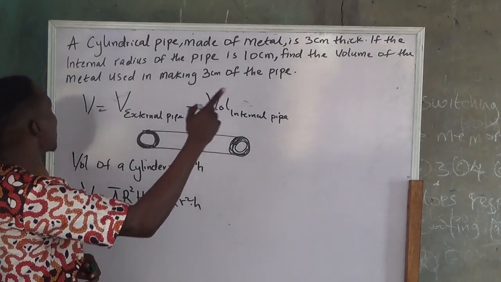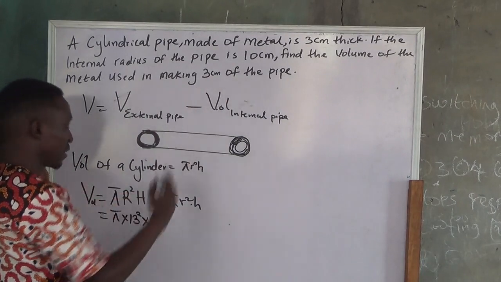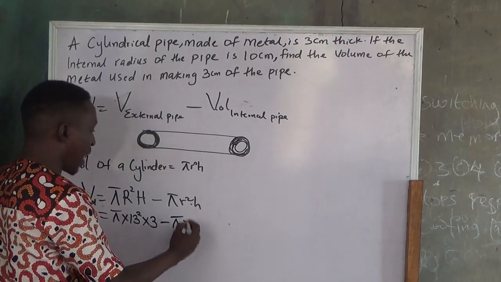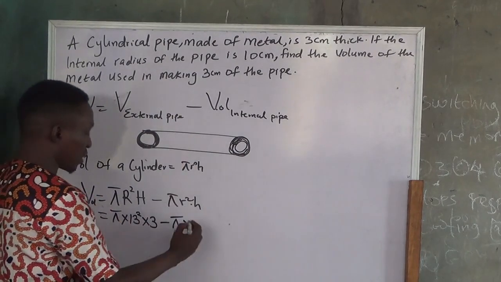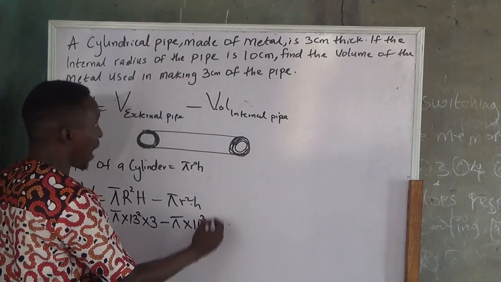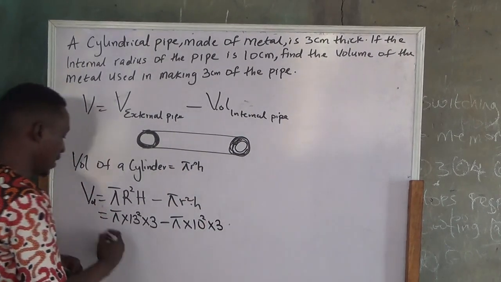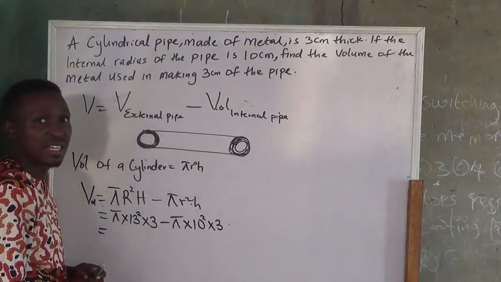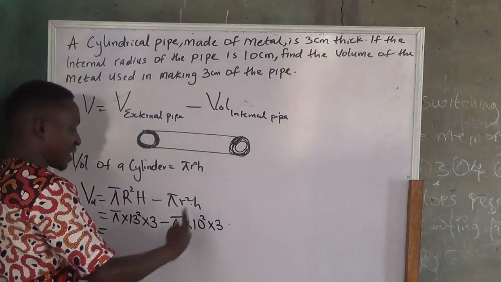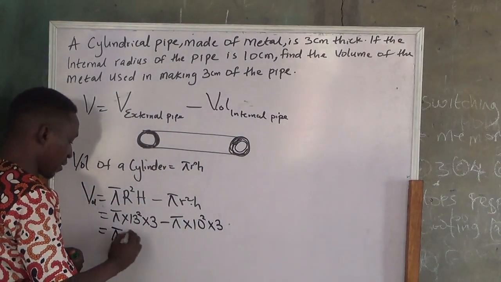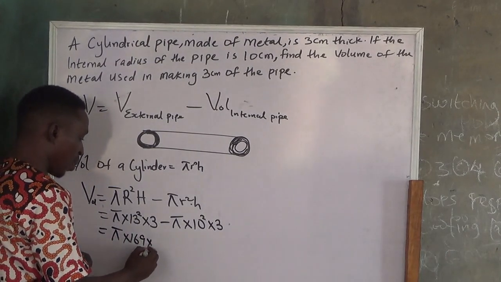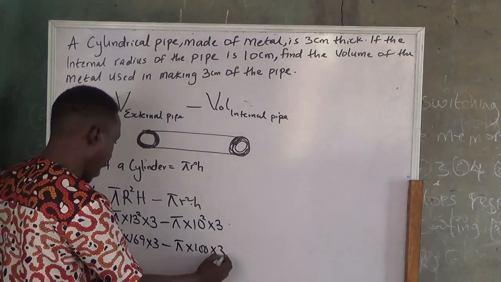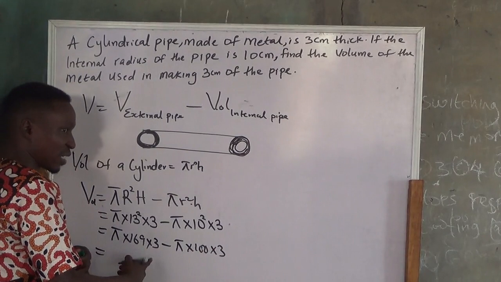They said find the volume of the metal used in making 3 centimeters of the pipe. That's multiplied by 3, minus pi, multiplied by internal now. For internal, the radius is 10 centimeters squared, multiplied by height still remains as 3 centimeters. Why we are using 3 for height is that they said the pipe that they made from it is 3 centimeters. So this is pi, 13 squared is 169, multiplied by 3 minus pi times 100 multiplied by 3. So pi times 169 times 3.